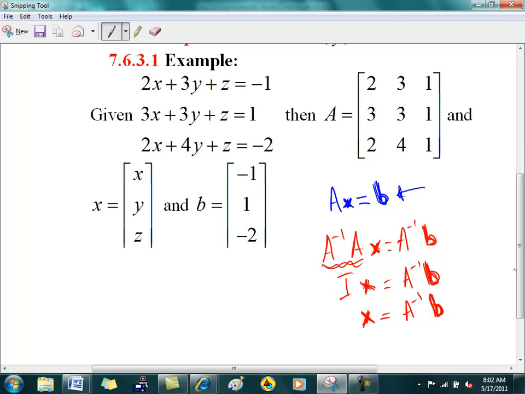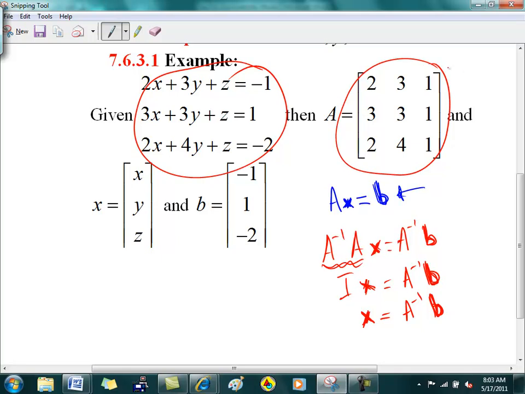So what this is saying is that if you've got a system of equations, you find out its system matrix. This is called a system matrix. You find its inverse and multiply the right-hand side by that.